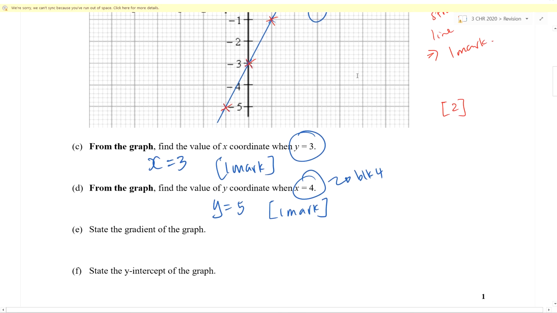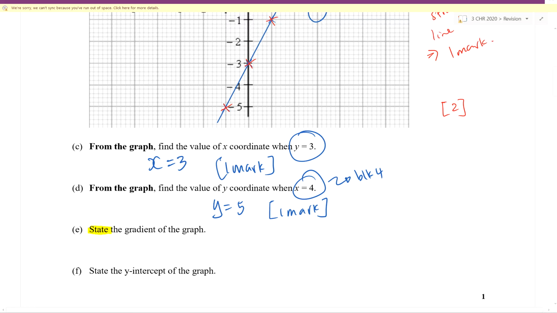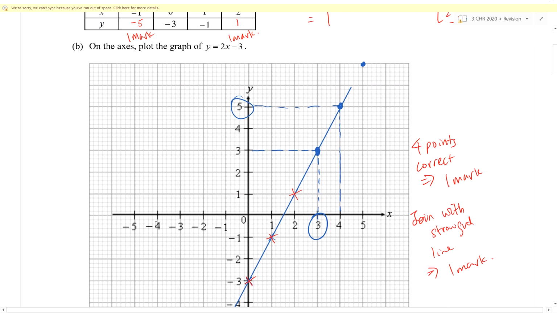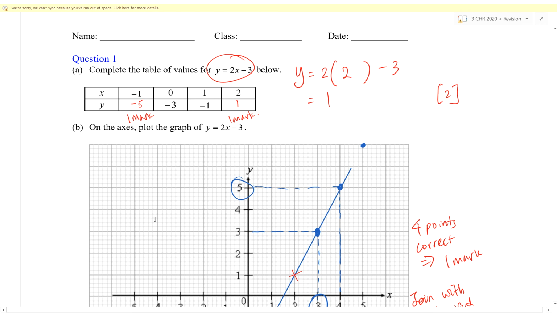State the gradient of the graph. Okay, please highlight this, the word state. State means I don't need to calculate. But if you calculate, it's also okay, just that it wastes some time. No need to calculate. Then how are we going to find the answer if we don't calculate the gradient? It is written in the equation. See, y equals 2x minus 3.